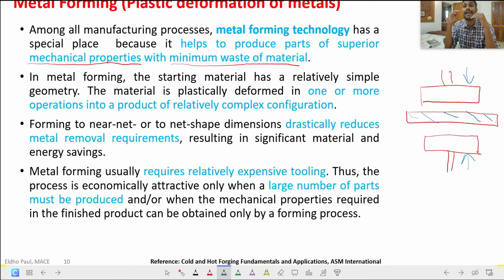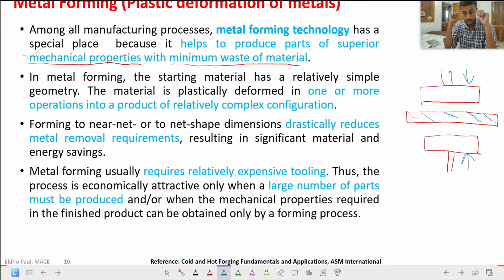This will enhance the property. You may have studied about dislocation density, the total length of dislocation per unit volume. That is, dislocation density can be improved. When the dislocation density increases, the strength and other properties also will be improved. Thereby, the metal forming process improves the mechanical properties of the material. These are the two important characteristics of the metal forming process.